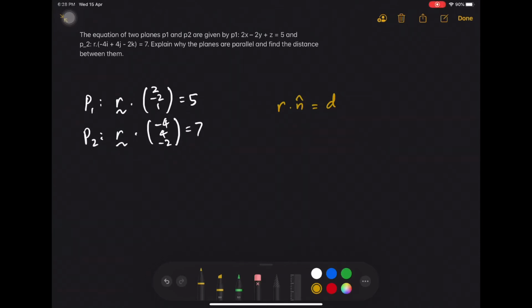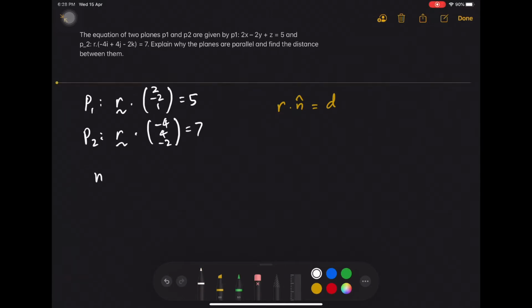Today we are going to go through planes, and we are going to show how two planes are parallel, and then we're going to find the distance between them. So we are given plane 1 and plane 2, their equations. All we need to do to show that they are parallel planes is find the normal for plane 1 and plane 2. So I'm going to write it down.